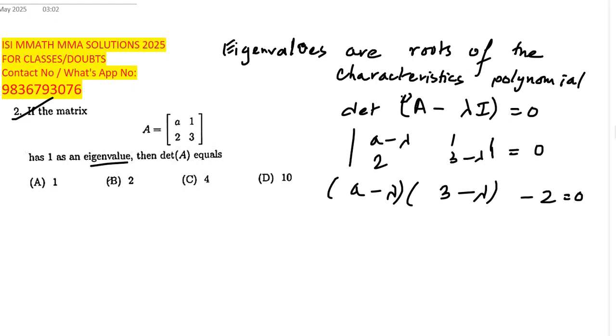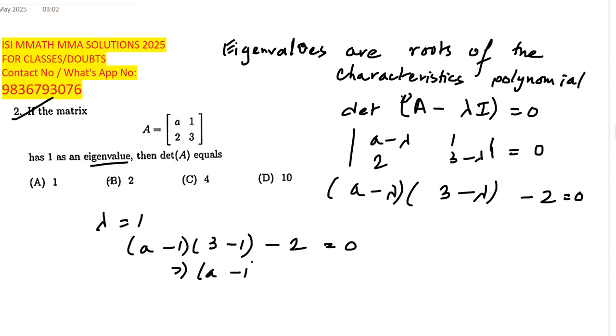Now, since 1 is an eigenvalue, what can we plug in? Lambda is 1. Then it will be (A minus 1)(3 minus 1) minus 2 equals 0, or (A minus 1) times 2 minus 2 equals 0, or 2A minus 2 minus 2 equals 0.